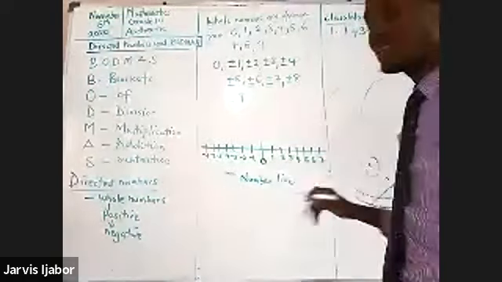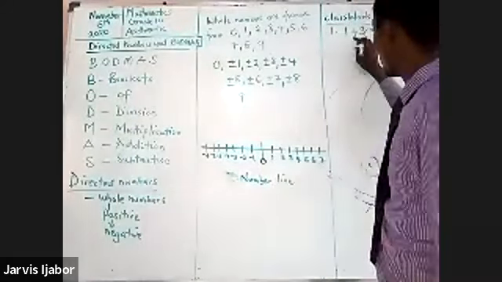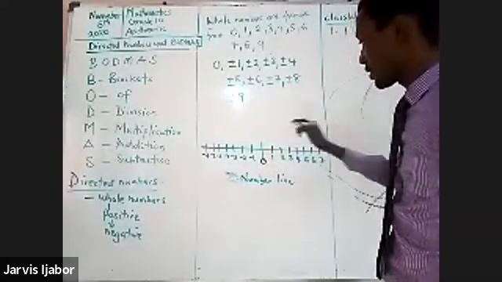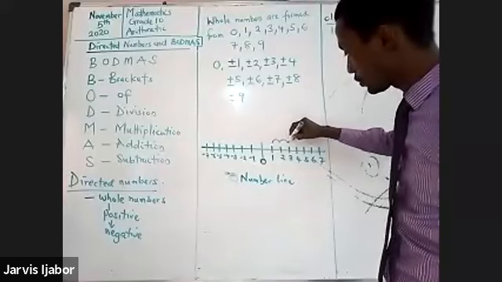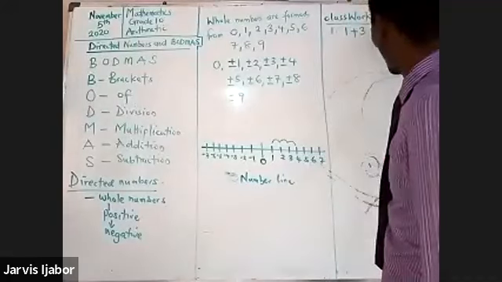1 plus 3 will mean start from 1, move 3 steps to your right. Plus means what? Move to your right. So I'll start from 1, I move 3 steps: 1, 2, 3. Where I stop will be the answer. So 1 plus 3 becomes 4.